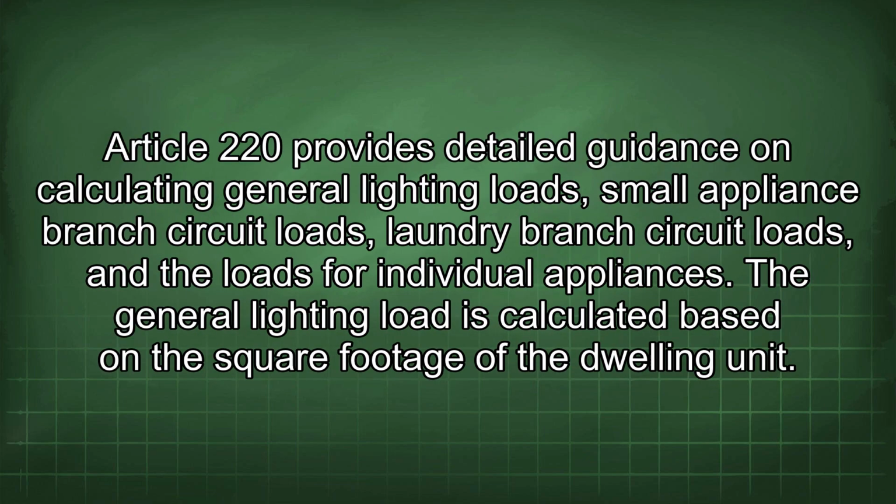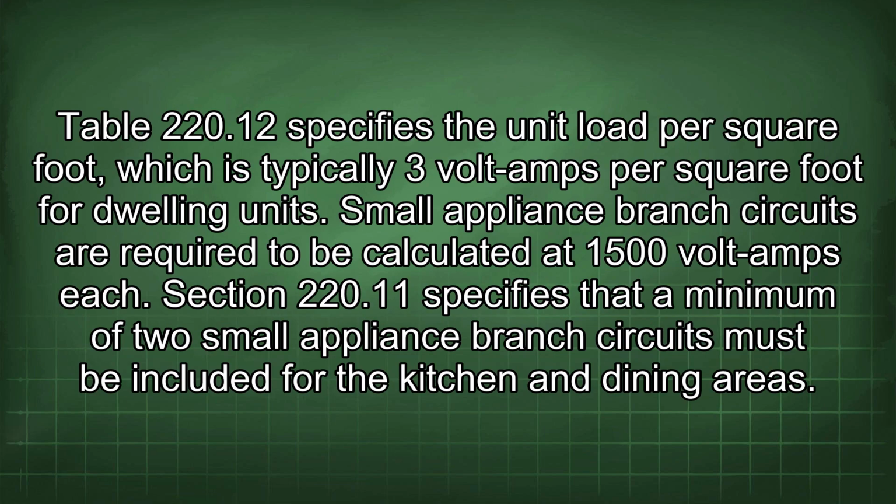Article 220 provides detailed guidance on calculating general lighting loads, small appliance branch circuit loads, laundry branch circuit loads, and the loads for individual appliances. The general lighting load is calculated based on the square footage of the dwelling unit. Table 220.12 specifies the unit load per square foot, which is typically 3 volt-amps per square foot for dwelling units. Small appliance branch circuits are required to be calculated at 1500 volt-amps each.